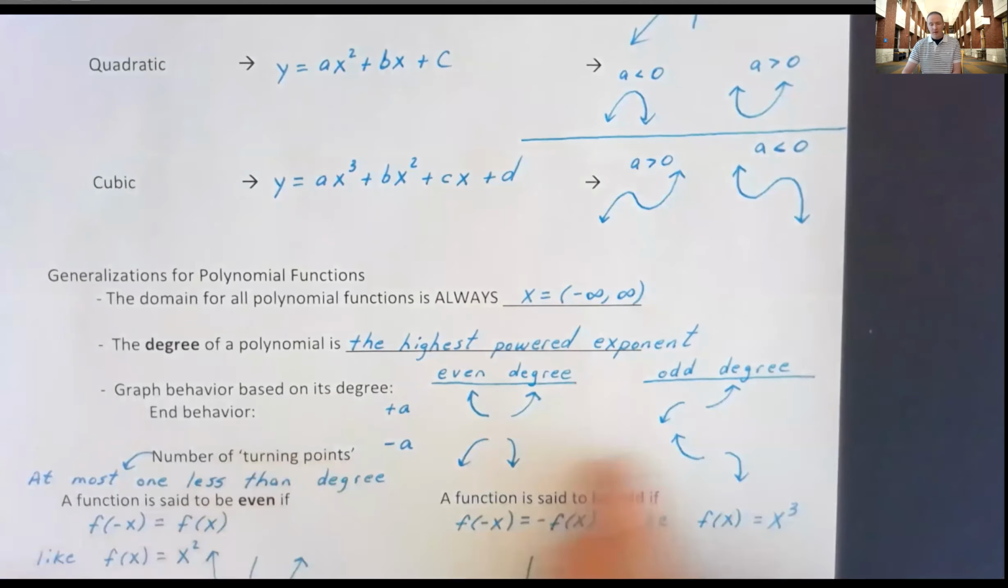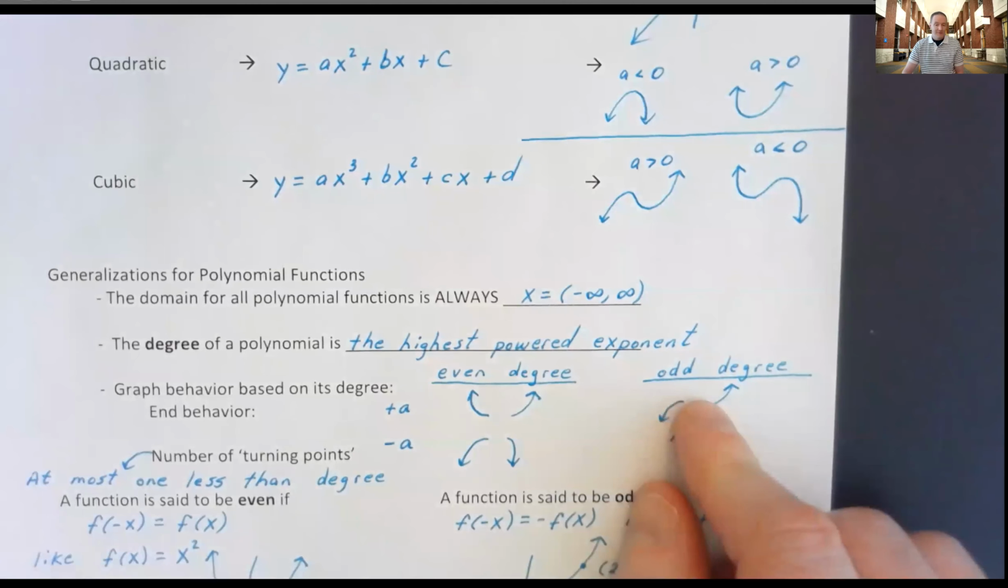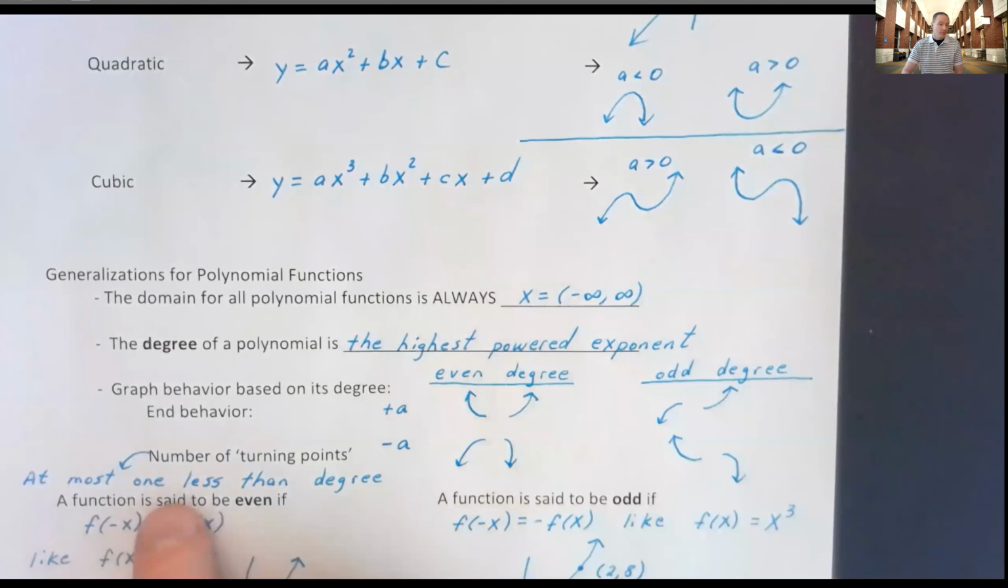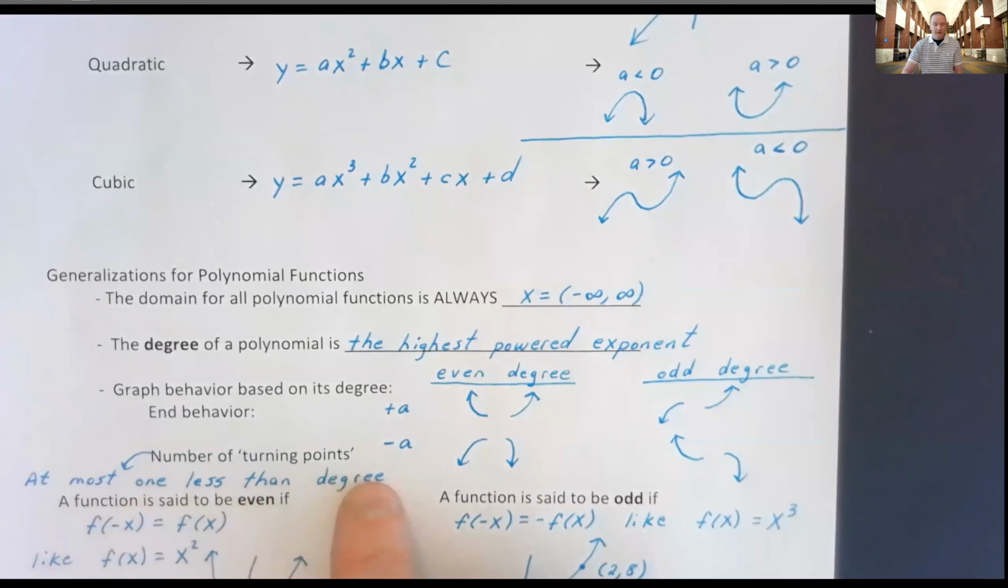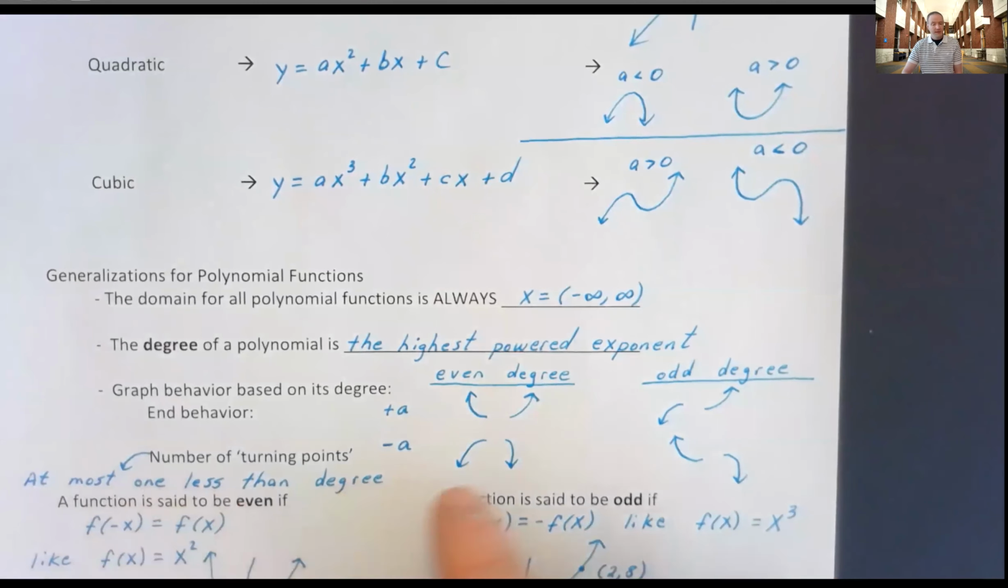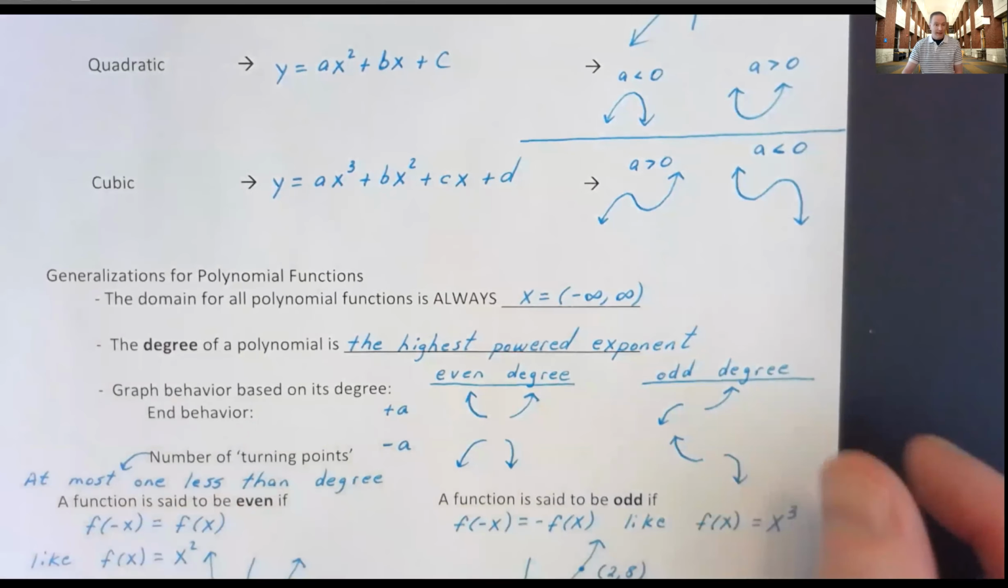Now, I was talking about the turning points by saying if it's an x to the 71st degree, you could have as many as 70 turning points. Well, the absolute most number of turning points is always one less than the degree. Now, it could be any even number less than that.